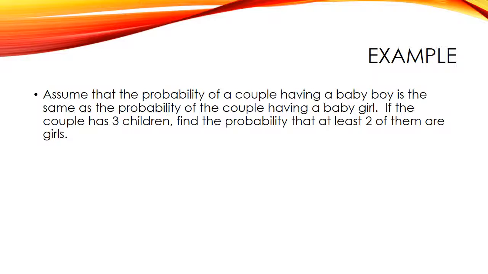So assume that the probability of a couple having a baby boy is the same as the probability of a couple having a baby girl. If the couple has 3 children, find the probability that at least 2 of them are girls. Pause the recording, give this a try, and resume the recording to see how you did.